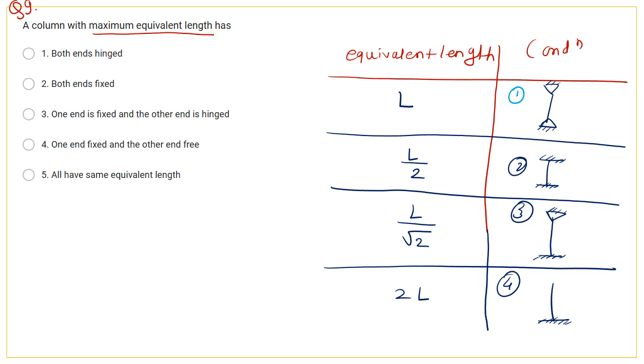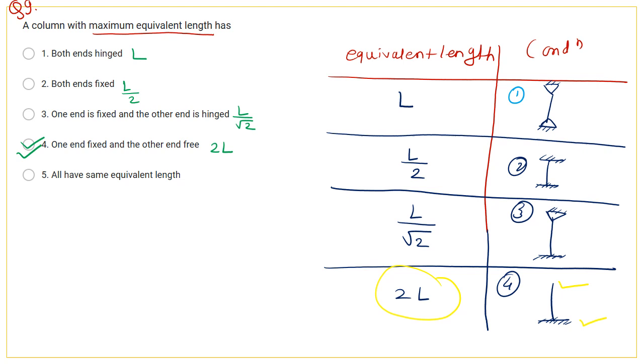So by seeing this chart, they ask about the maximum equivalent length. In this chart, the maximum equivalent length is 2L, for the condition that one end is fixed and another end is free. So in option number 4, one end is fixed and other end is free. Okay, so here option number 4 is correct. If both ends are hinged, the equivalent length is L. If both ends are fixed, L by 2. If one end is fixed and other end is hinged, L by root 2. When one end is fixed and other end is free, 2L.